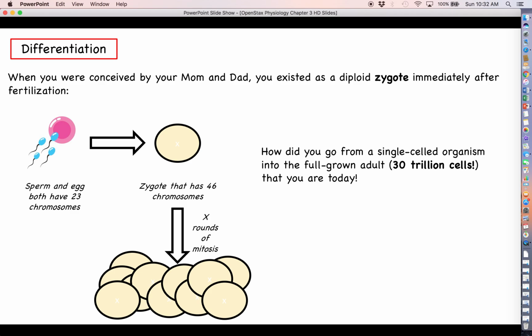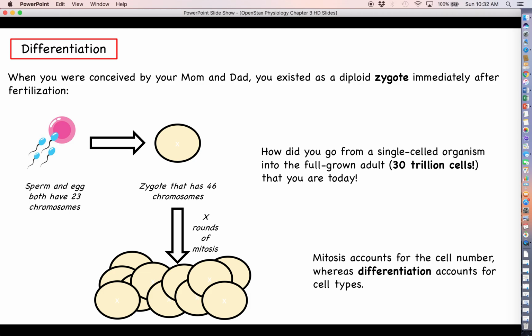So the question that we have addressed before, and we'll go ahead and give ourselves an answer again: how did you go from a single-celled zygote into the full-grown, roughly 30 trillion cell adult that you are today? Well, we owe this to two different mechanisms. Many rounds of interphase and mitosis, which allowed us to go from 1 cell to 2 cells to 4 to 8 and so on and so forth.